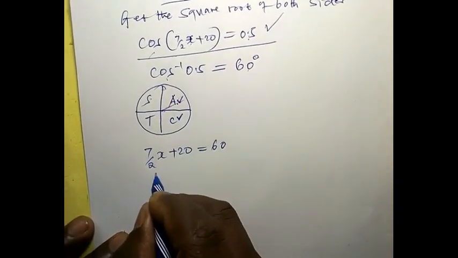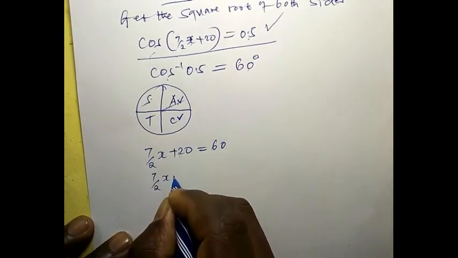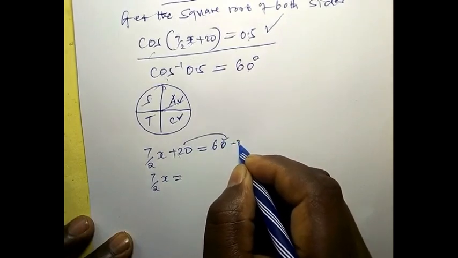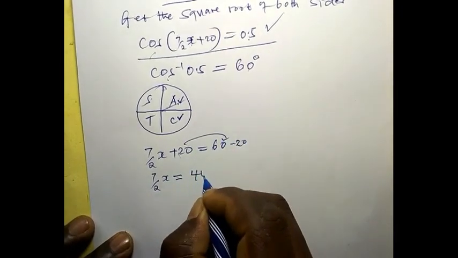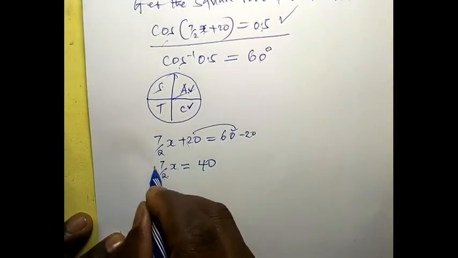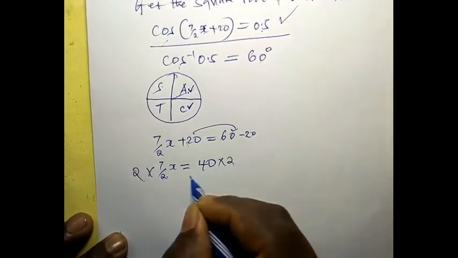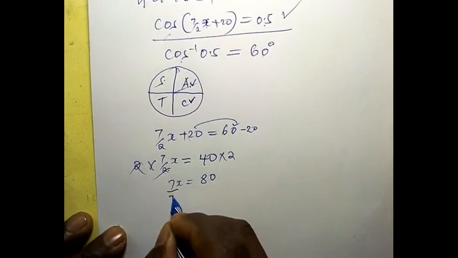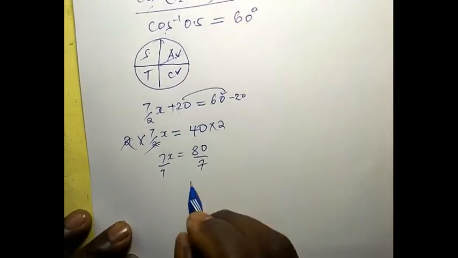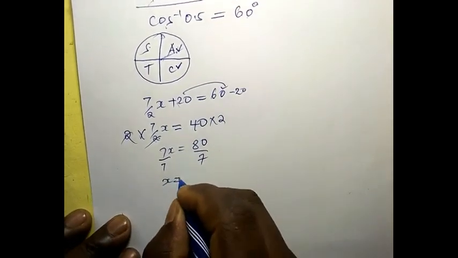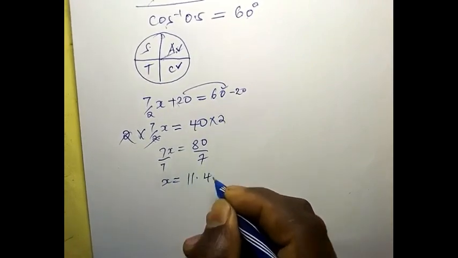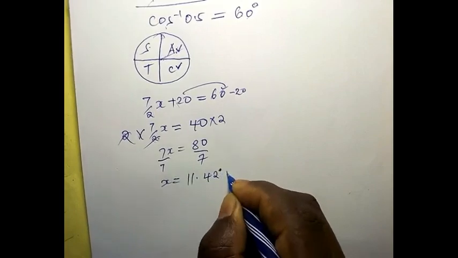So that is now how we write like terms together. We will have 7/2 x equal to this one. We subtract 20, we will have 40. To remove this denominator, you multiply both sides by 2. So 7x equal to 80. We divide by 7 both sides. x equal to 11.42 degrees. That's our first angle.